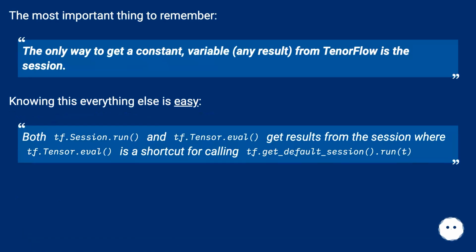The most important thing to remember: the only way to get a constant, variable, or any result from TensorFlow is the session. Knowing this, everything else is easy. Both tf.Session.run and tf.Tensor.eval get results from the session, where tf.Tensor.eval is a shortcut for calling tf.get_default_session().run(t).